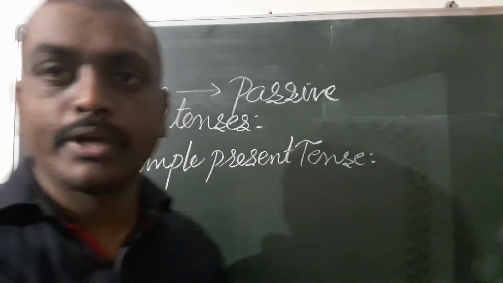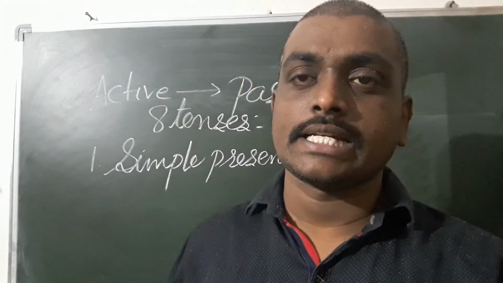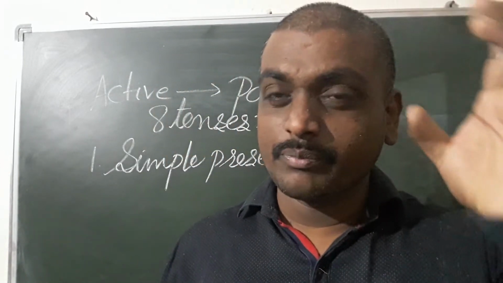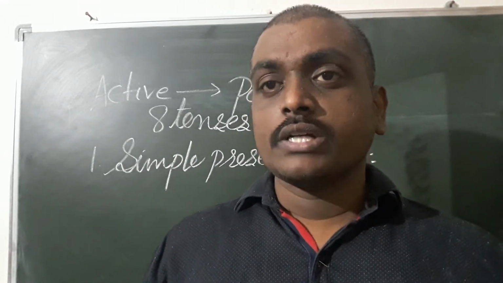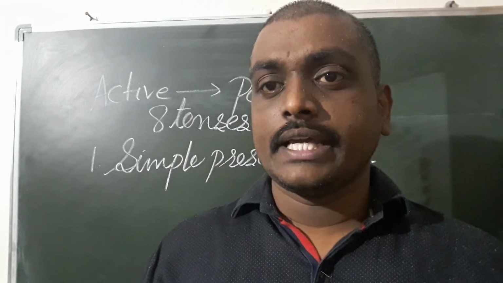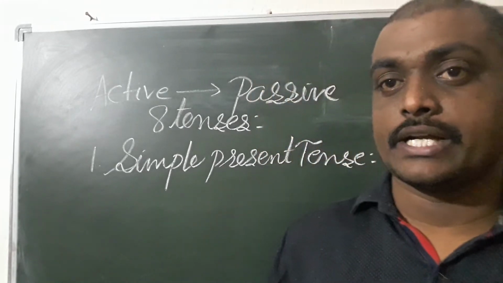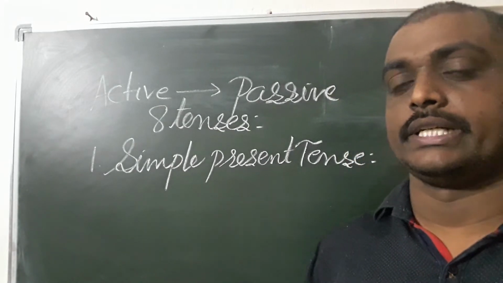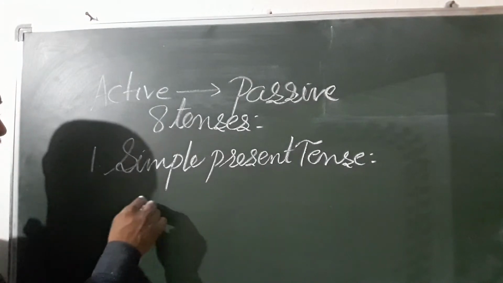So dear children, when we are changing active into passive, the first tense in our list is simple present tense. We already know about the simple present tense. Our day-to-day activities, our daily routine actions, are all spoken in the simple present tense. It has one formula. That formula we should know. What is the formula of simple present tense?